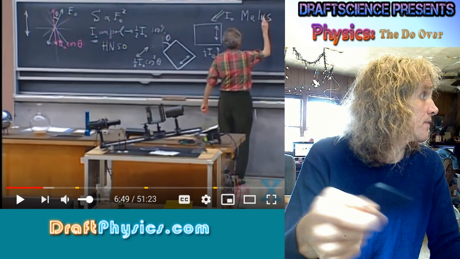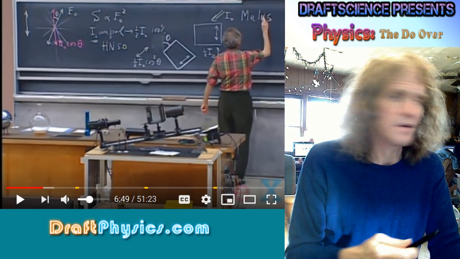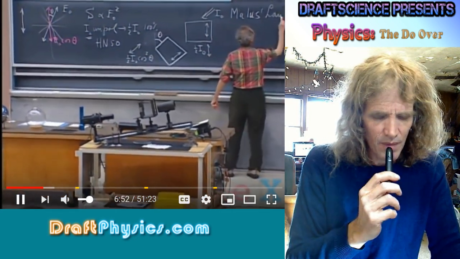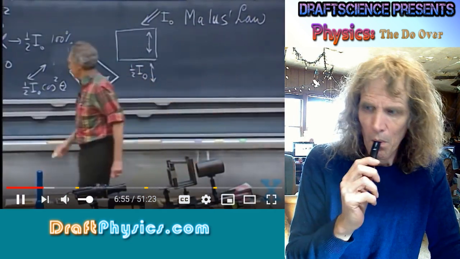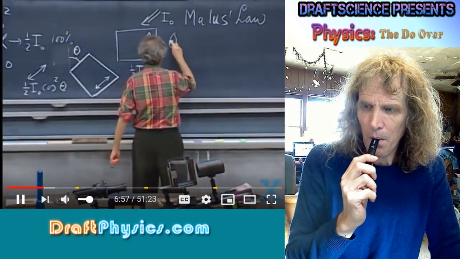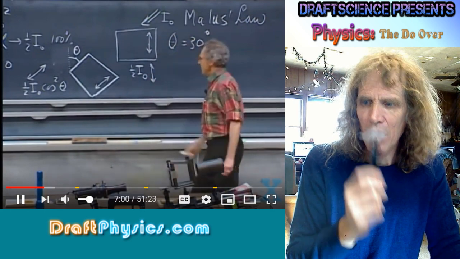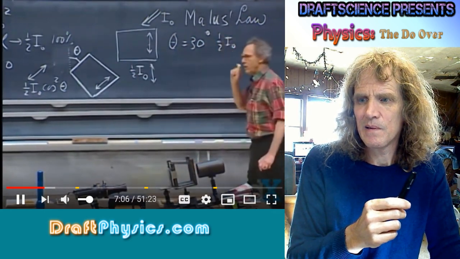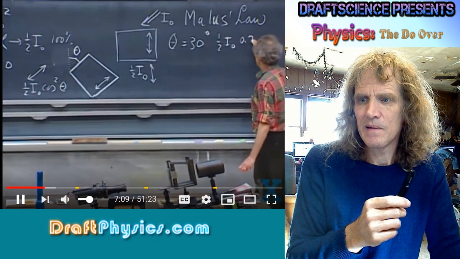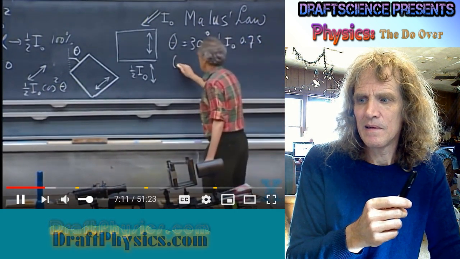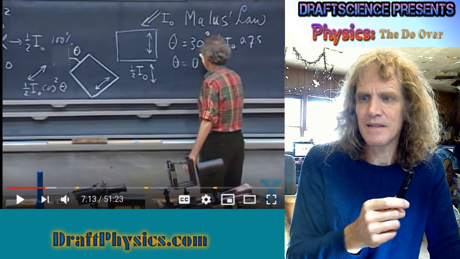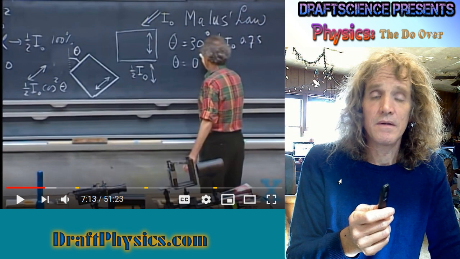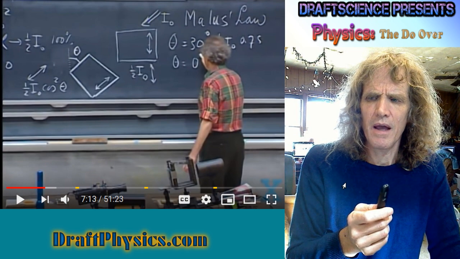Anyway, continuing. If theta were 30 degrees, the light intensity here would be 1/2 I0 times the cosine square of 30 degrees, which is 0.75. So that's 0.75 times 1/2.